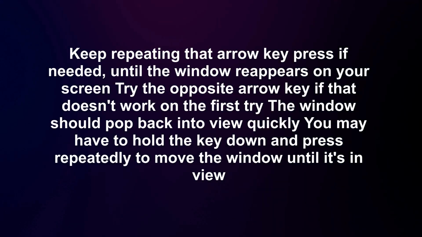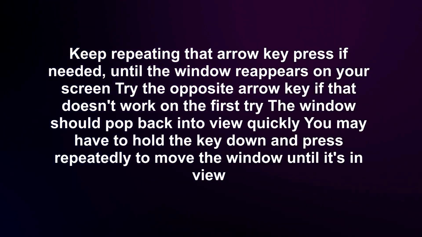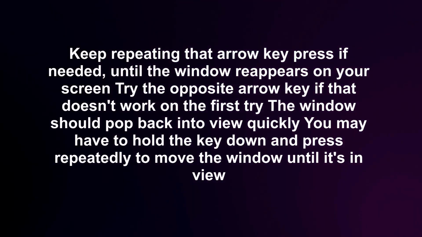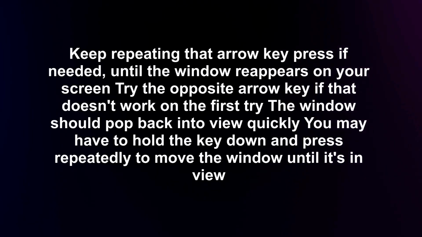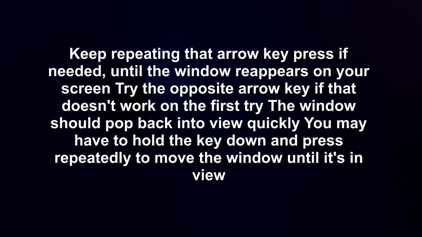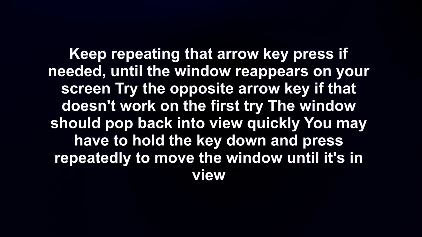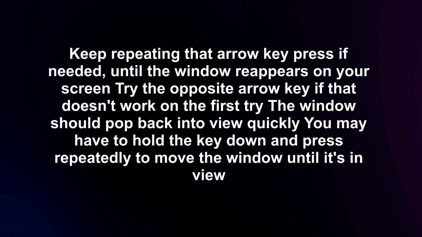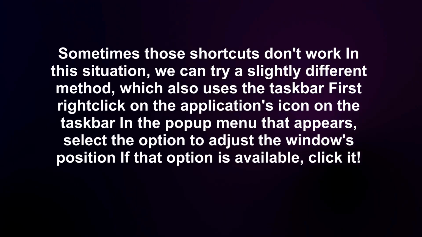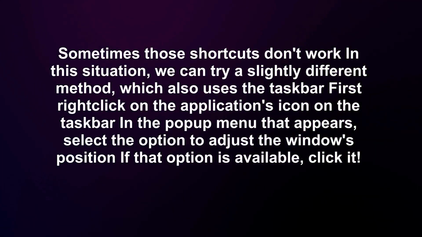Keep repeating that arrow key press if needed, until the window reappears on your screen. Try the opposite arrow key if that doesn't work on the first try. The window should pop back into view quickly. You may have to hold the key down and press repeatedly to move the window until it's in view. Sometimes those shortcuts don't work in this situation.